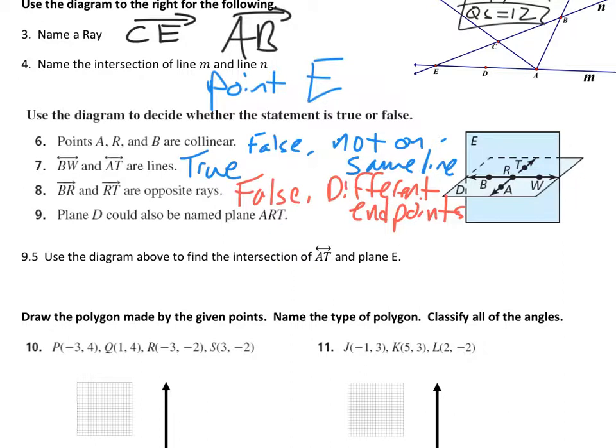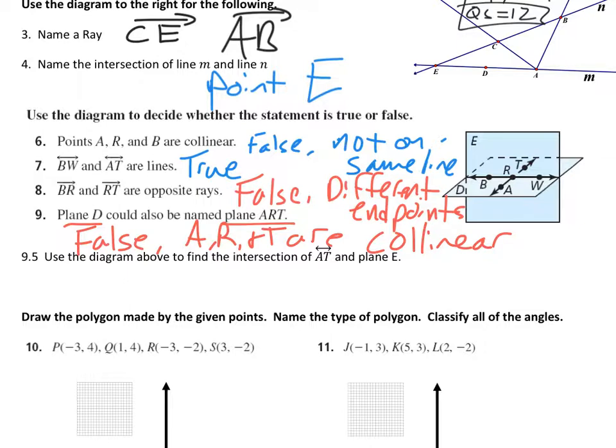Plane D could also be called ART. We can name planes with 3 letters or 1 letter, if that 1 letter, like D here, is not a point. D is not a point. A, R, and T are points, next to dots. Now there's a problem. A, R, and T are on the same line. When you name a plane with 3 letters, you've got to name it with 3 points that are not on the same line. So we have to say false. We can't name it that way because A, R, and T are collinear. You have to pick 3 points that are not collinear.